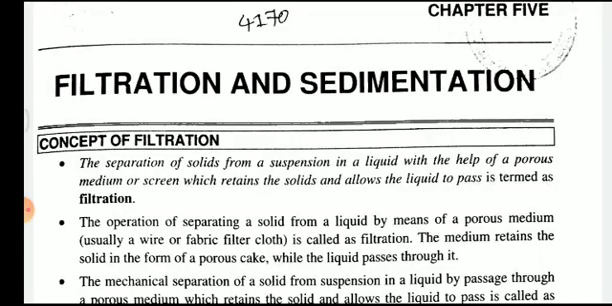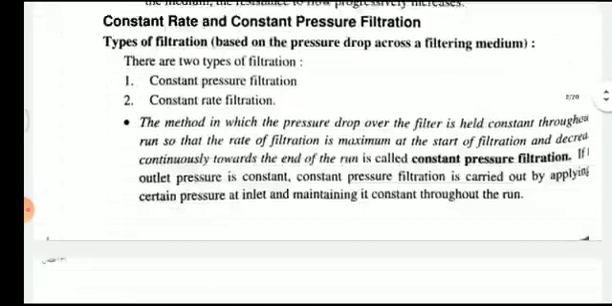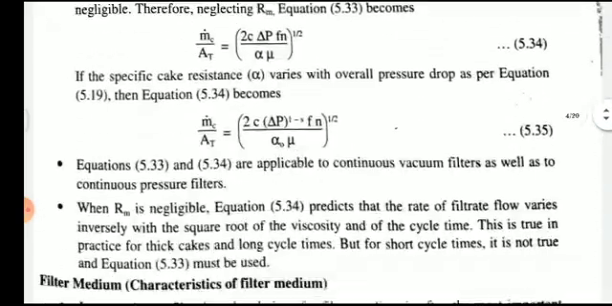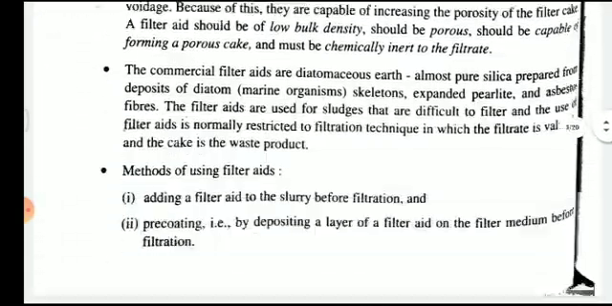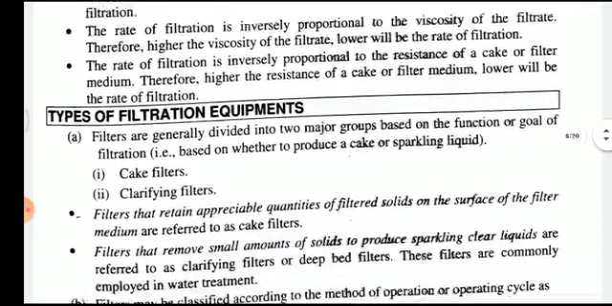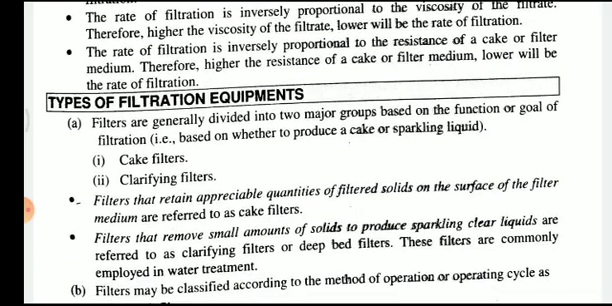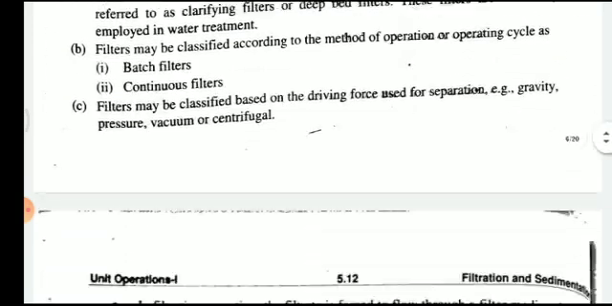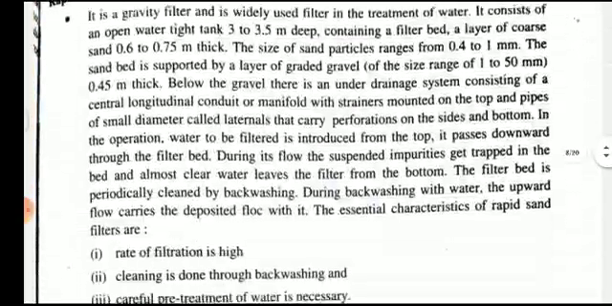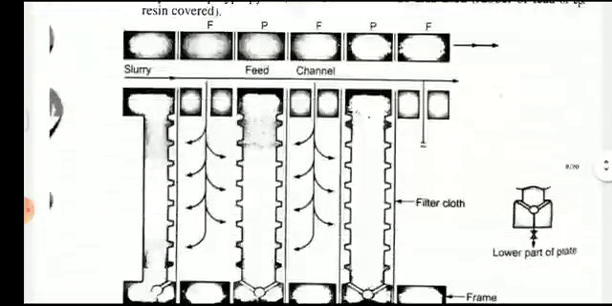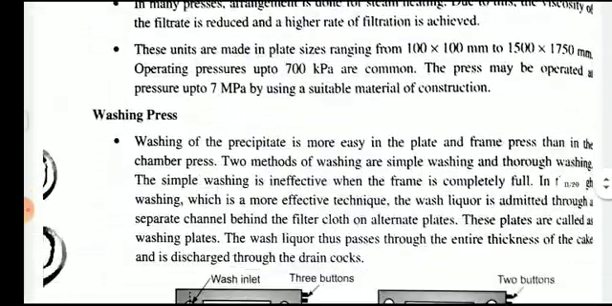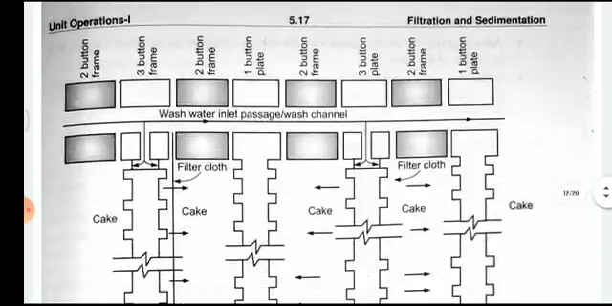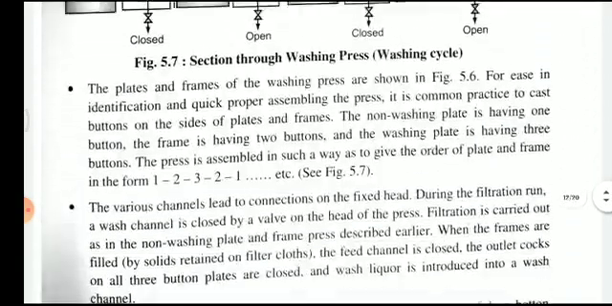Unit number 4, filtration and sedimentation. Recently we discussed constant pressure and constant flow filtration, filter medium, filter aids, factors affecting filtration, then types of filtration equipment. Previously we discussed the plate and frame filter press, and then its washing methods.